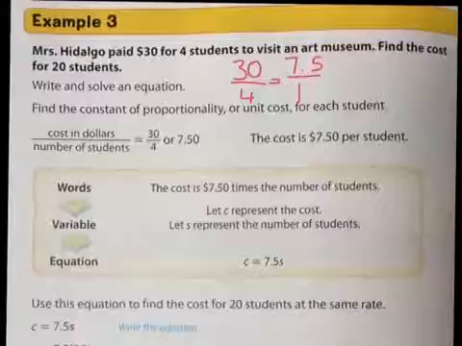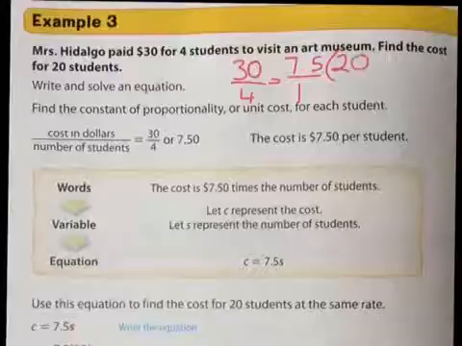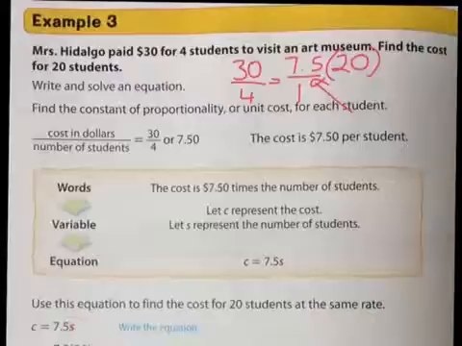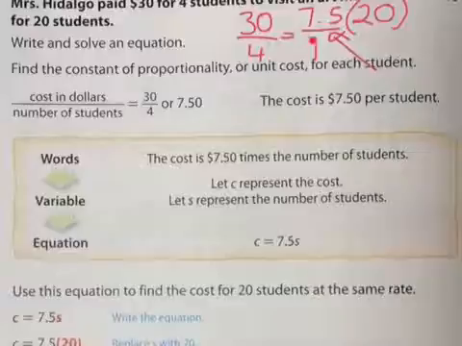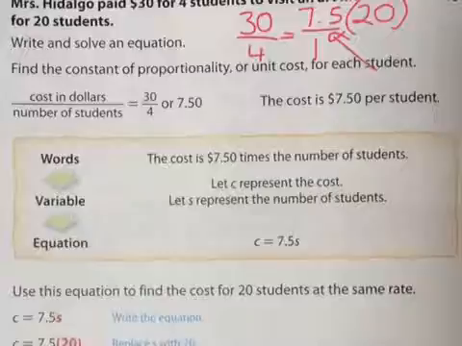The unit rate. Find the cost for 20 students. Well, for 20 students, it would simply be 7.50 times 20, right? Because that's our constant right here. It's our constant of proportionality. The cost is $7.50 times the number of students. $7.50 per student. Let C represent the cost. That's what we're looking for.